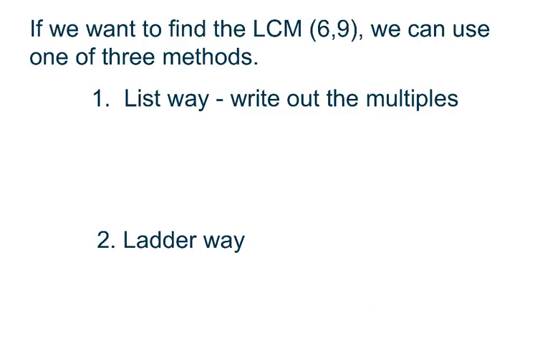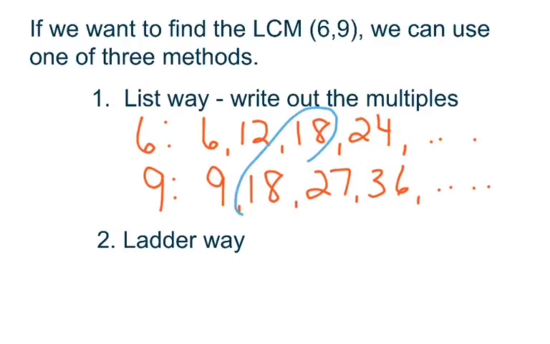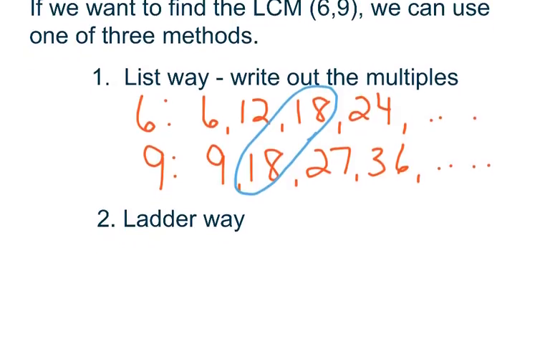If we want to find the LCM for 6 and 9, we can use one of three methods. The first way would be the list way. We're going to write out the multiples. So for 6, I have 6, 12, 18, 24. For 9, 18, 27, 36. And you only really need to go as far until you find a common multiple that's in both. In this case, it's 18. So 18 would be our least common multiple.